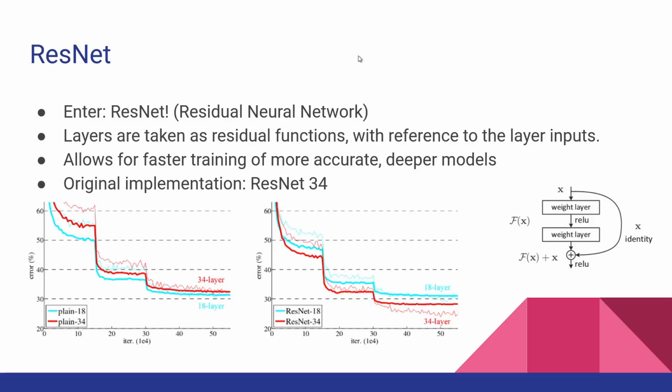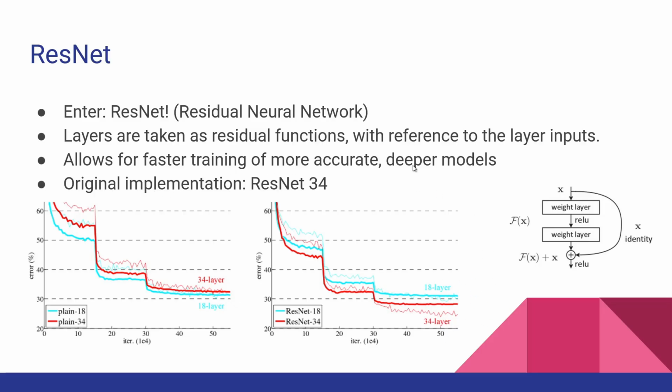ResNet was designed as a solution to this problem. Layers are taken in as residual functions with reference to layer inputs. So we can see the structure over here. Basically, the input x comes in through here, goes through the weight layers, and becomes f of x, and then is added back in later at another layer to get f of x plus x, and that is our residual function. This allows for the faster training of more accurate and deeper models. So here we can see a traditional CNN, and the ResNet CNN. And as you can see, the ResNet converges much faster and has a better end result with lower error.